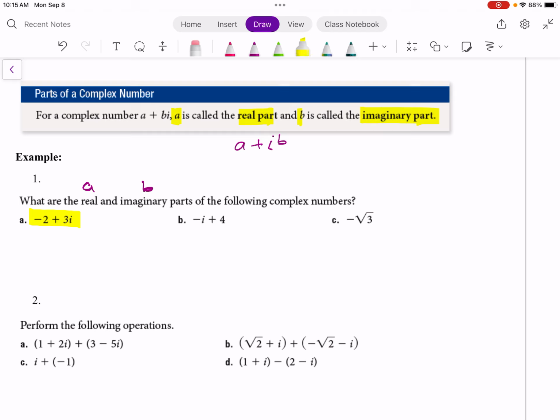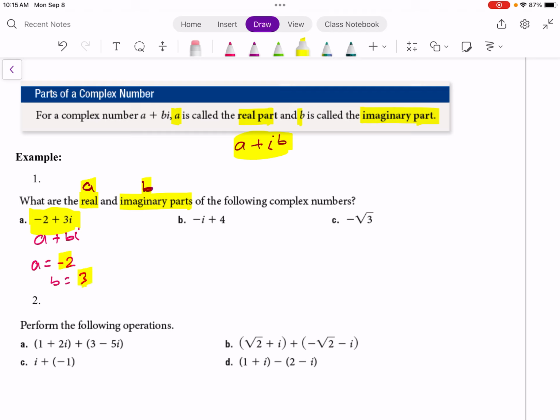Okay, so this is our complex number. In this complex number, a is the real part, b is the imaginary part. Now we have this complex number, -2 plus 3i. Can you tell us what a and b are? What is a equal to? -2. What is b equal to? +3. So b is the coefficient of i, and the part which does not have i is a. a always has to be a real number, and b is the coefficient of i. So our real part is -2, imaginary part is +3.